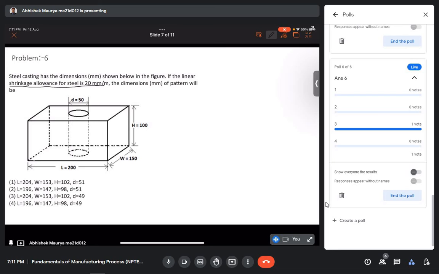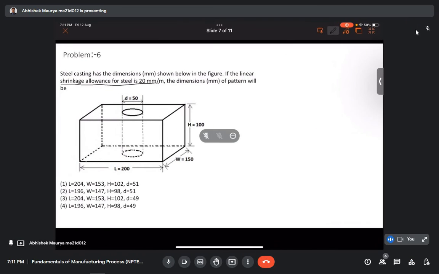I have received one response. Okay, one more. Okay, I have received a couple of responses. So one of you is correct, and for the others, let's start solving it together.